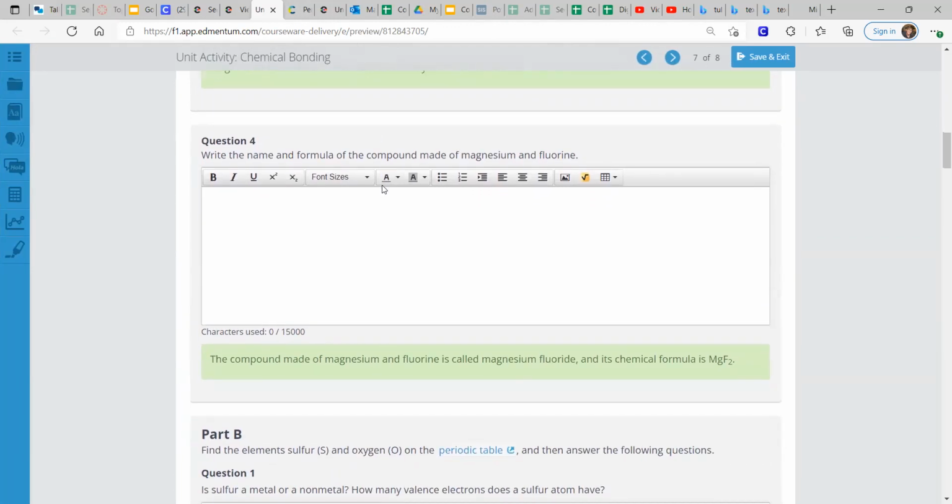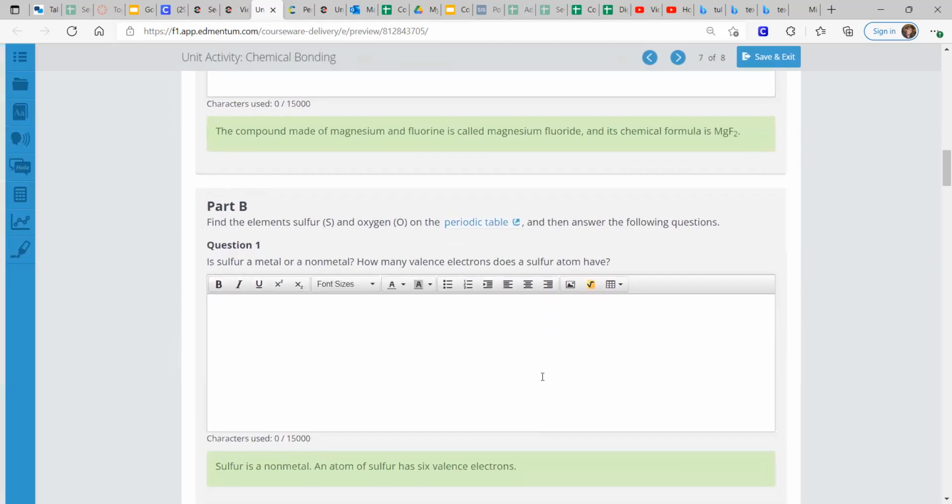Write the name and formula of the compound made of magnesium fluoride. Well, this is pretty easy. It's just called magnesium fluoride. Fluorine changes to IDE, fluoride. And the chemical formula is MgF2, with a subscript 2.